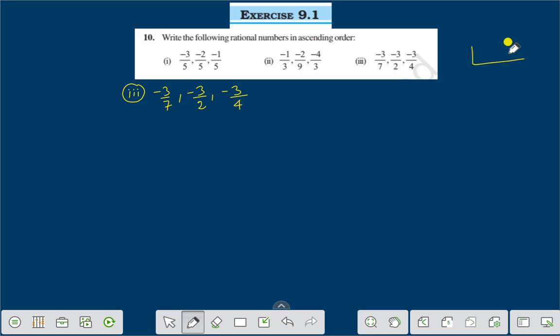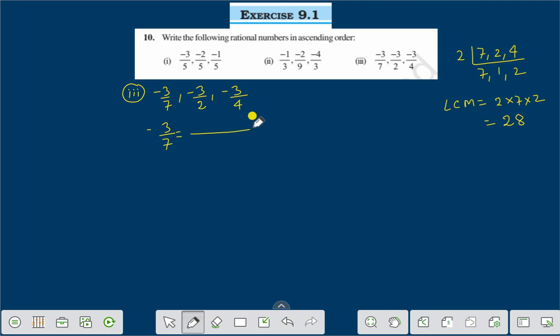LCM of 7, 2, 4. If we divide by 2, we are getting 7, 1, and 2. Right? Therefore, LCM is equal to 2 into 7 into 2, that is 2 fours are 8, 7 fours are 28. LCM is 28. Now here is minus 3 by 7.